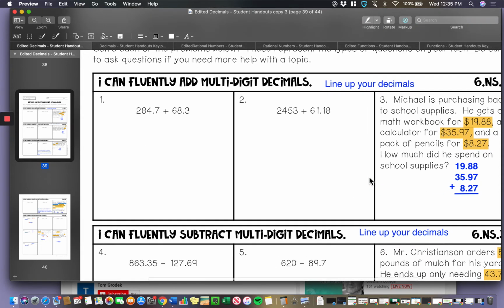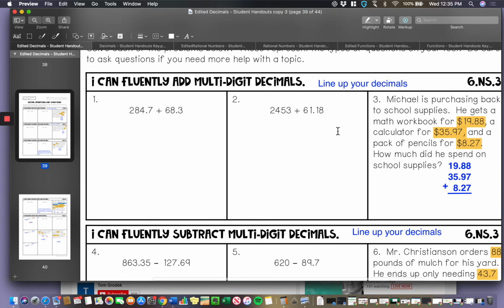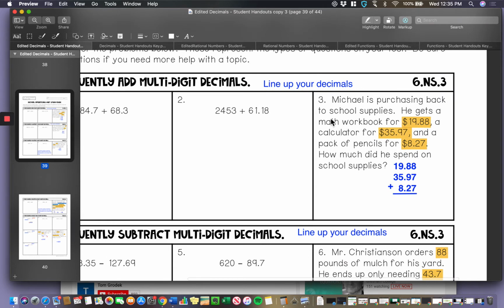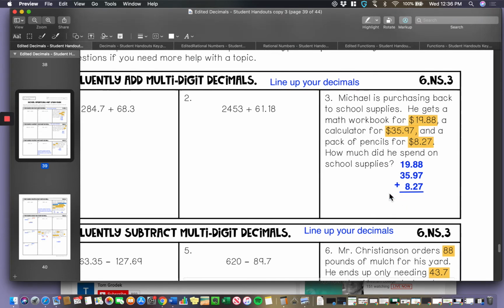Alright, first of all, 1 through 3. When we are adding multi-digit decimals, you've got to make sure you line up your decimals when you're going up and down. So number 3, it says Michael is purchasing back to school supplies. He gets a math workbook for $19.88, a calculator for $35.97, and a pack of pencils for $8.27. How much did he spend on school supplies? They want the total amount here, and as you can see, I made sure to line up my decimals. My hundredths place is lined up, my tenths place is lined up, my ones place, and my tens place.